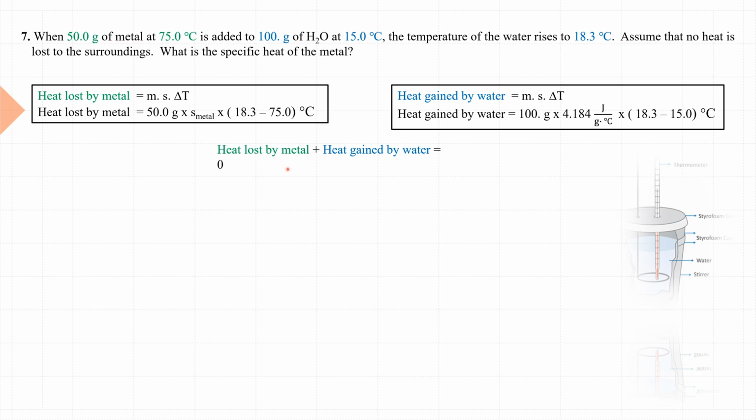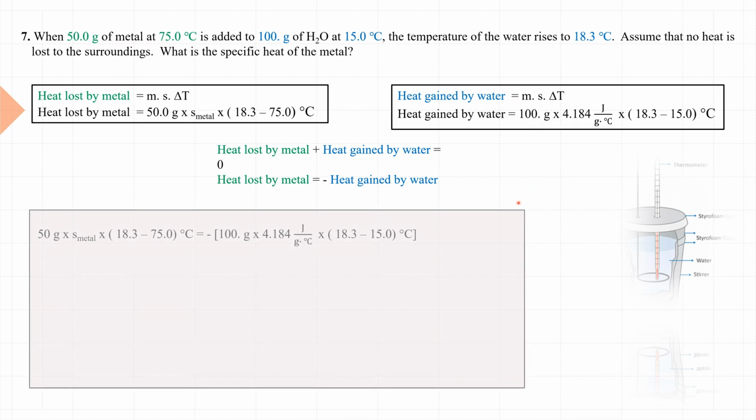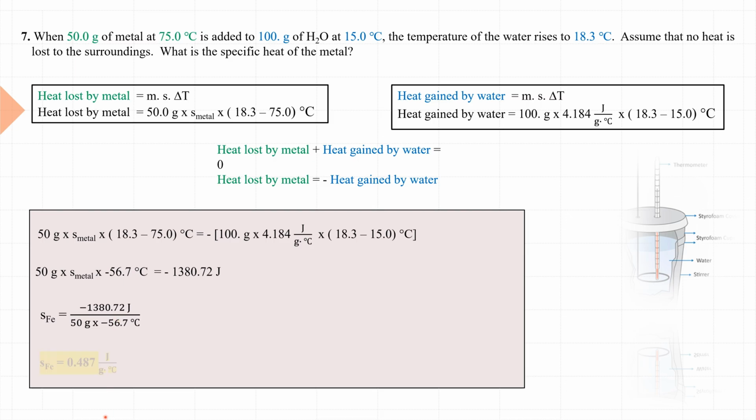Now the concept is heat lost by the metal plus heat gained by water is equal to 0. If we rearrange, heat lost by metal is equal to negative heat gained by water. We can equate the heat lost by the metal to the heat gained by water. The only unknown is the specific heat of the metal. After we solve, the answer should be 0.487 joules per gram per degree Celsius.